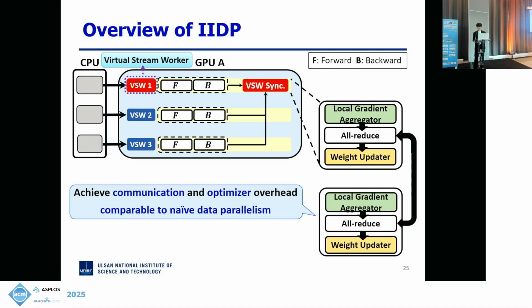Through an effective synchronization method, IIDP achieves communication and optimizer overhead comparable to naive data parallelism. The detailed mechanism is presented in the paper. Please refer to the paper.